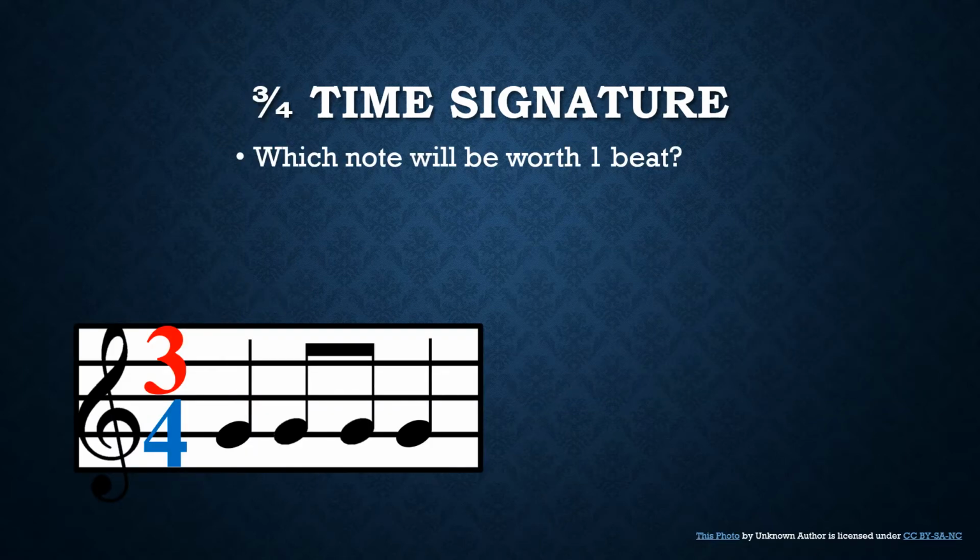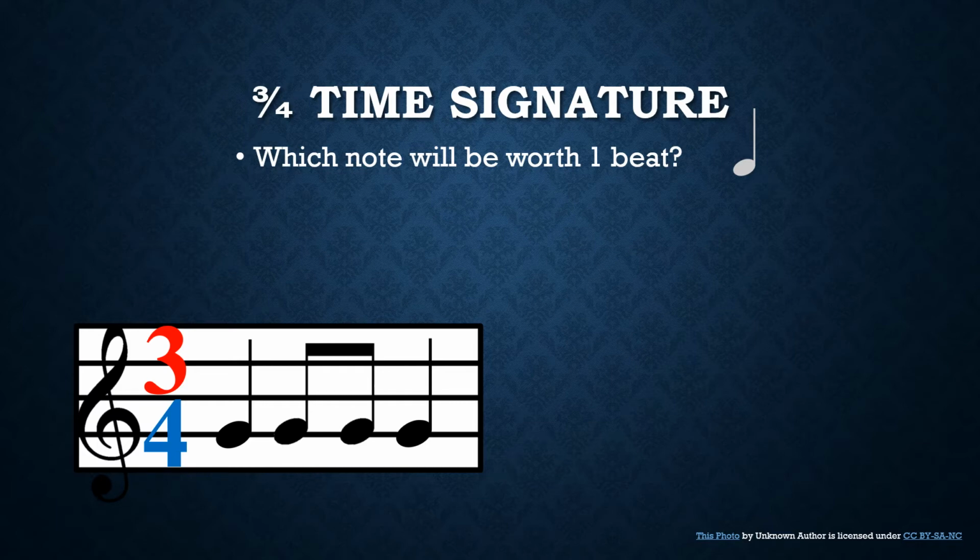Now, let's look at 3/4 time signature. 4 is still at the bottom, so which note would be worth 1 beat? A quarter note, a half note, or an eighth note? A quarter note. Look at the first measure. What? Why are there eighth notes there? We can't count those. Or can we?